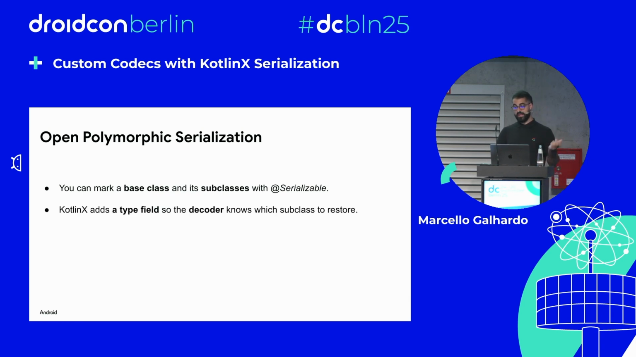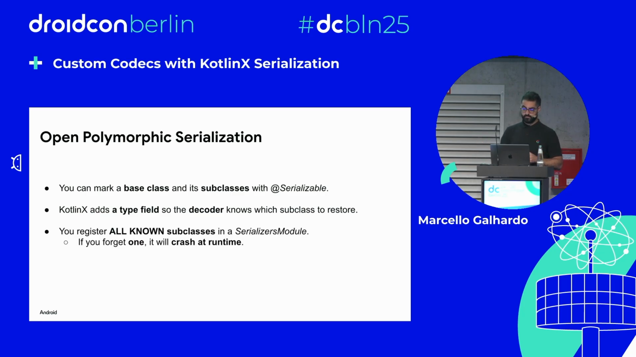Behind the scenes, KotlinX serialization would add a hidden field called type, I think by default, and that's how the decoder knows which subclass to restore. But there is a small catch here: you need to register all the subclasses of the polymorphism, otherwise you have an interface with a concrete type, and you don't actually know how to load this concrete type.